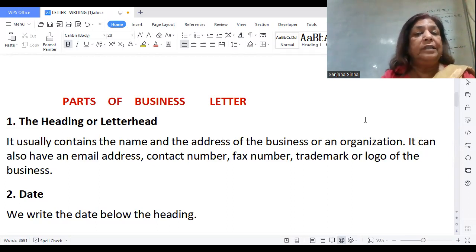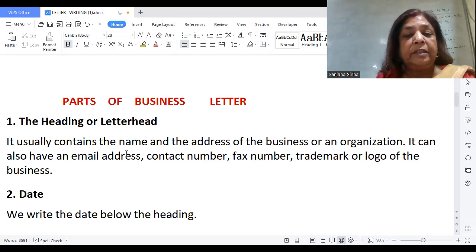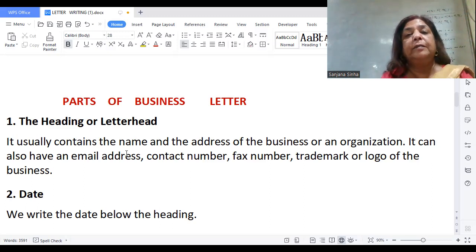The heading. Once again, the heading or the letterhead. Heading means your name, your complete address. The first thing you do when writing a letter is write your name and your complete address. And what is a letterhead? A letterhead is the official writing pad of a company. It usually contains the name and address of the business or the organization. It can also have an email address, contact number, fax number, the logo, trademark, or the branches of the office.